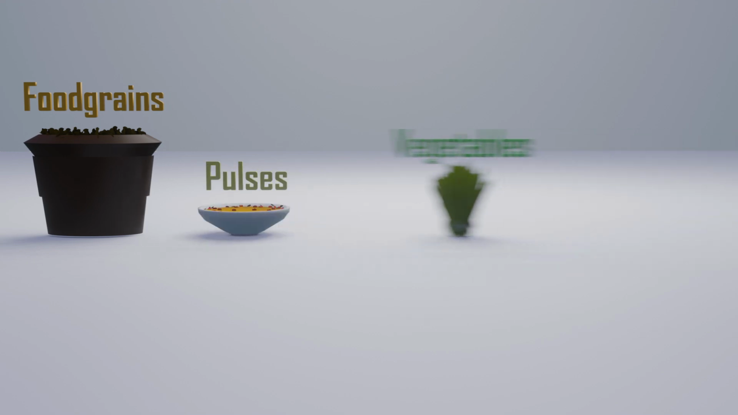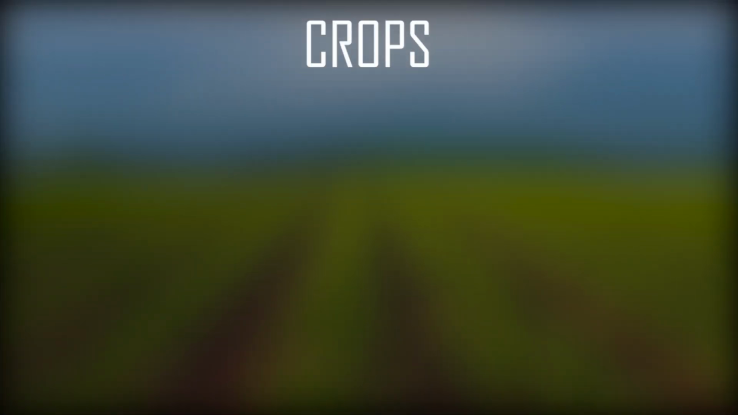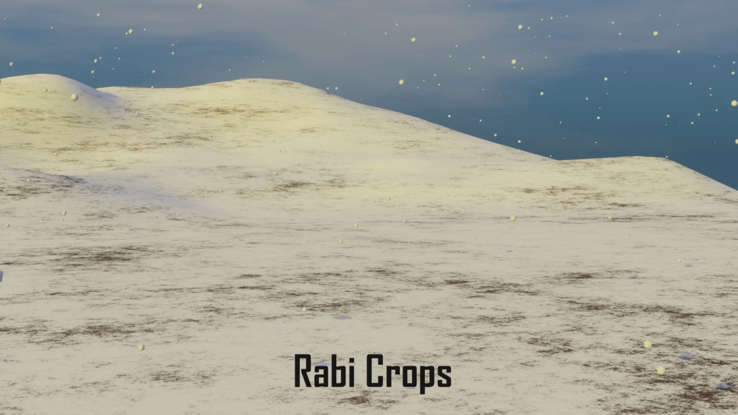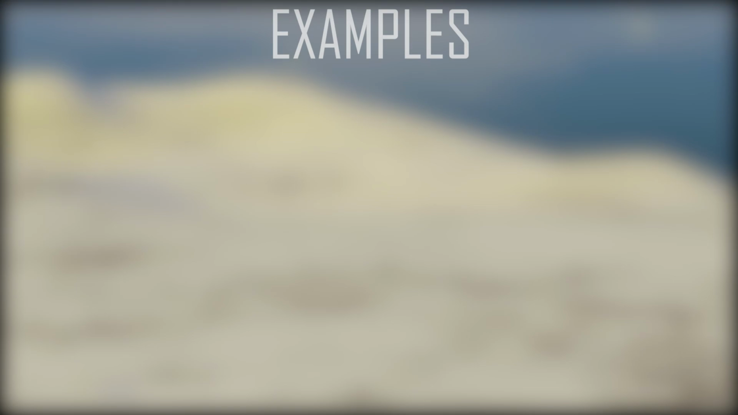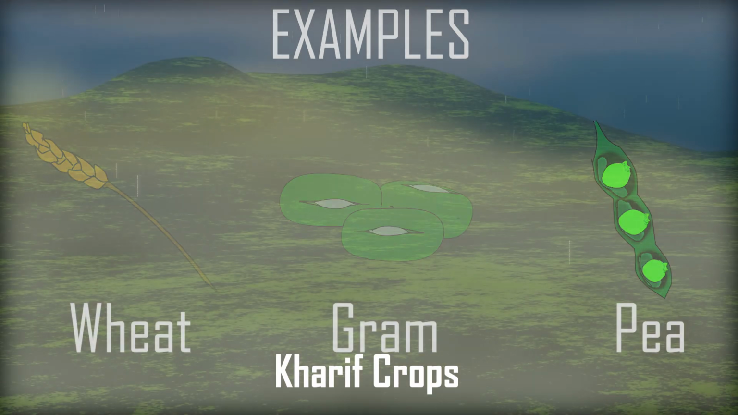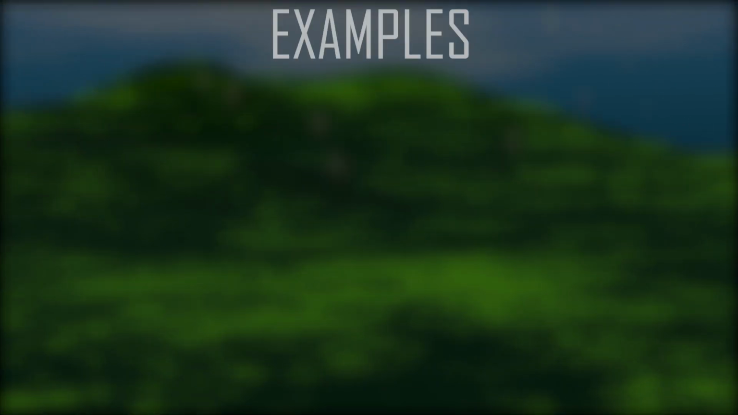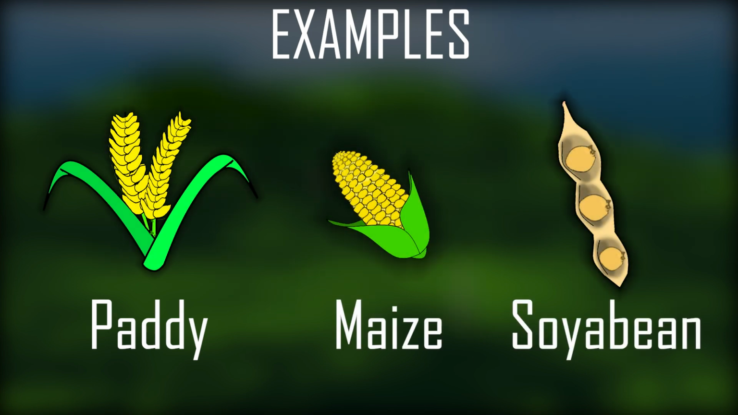Farming includes growing crops of food grains, pulses, vegetables, fruits, nuts, spices, and sugarcane. In India, crops are classified into Rabi crops and Kharif crops. Rabi crops are grown in the winter season, generally from October to March. Some examples of Rabi crops are wheat, gram, pea, etc. Kharif crops are sown in the rainy season, generally from June to September. Some examples of Kharif crops are paddy, maize, soybean, etc.